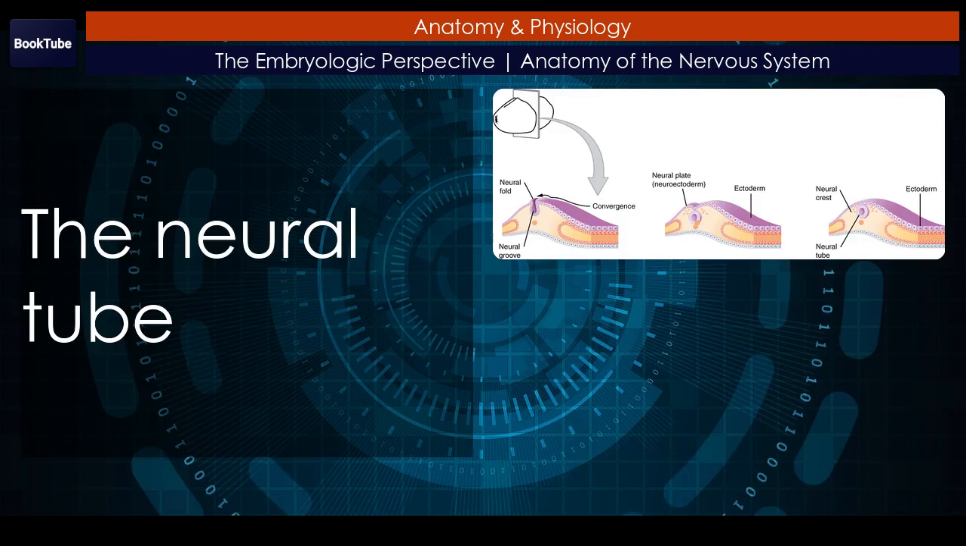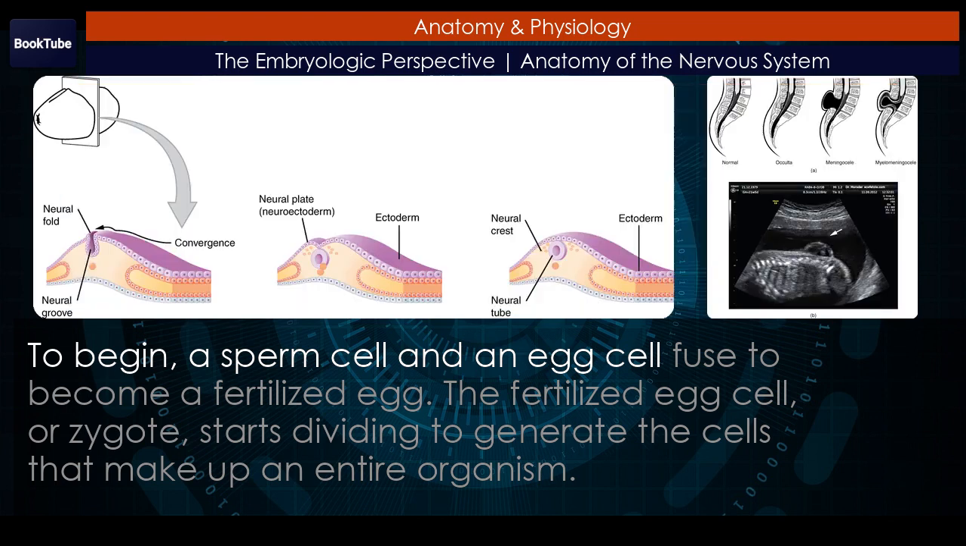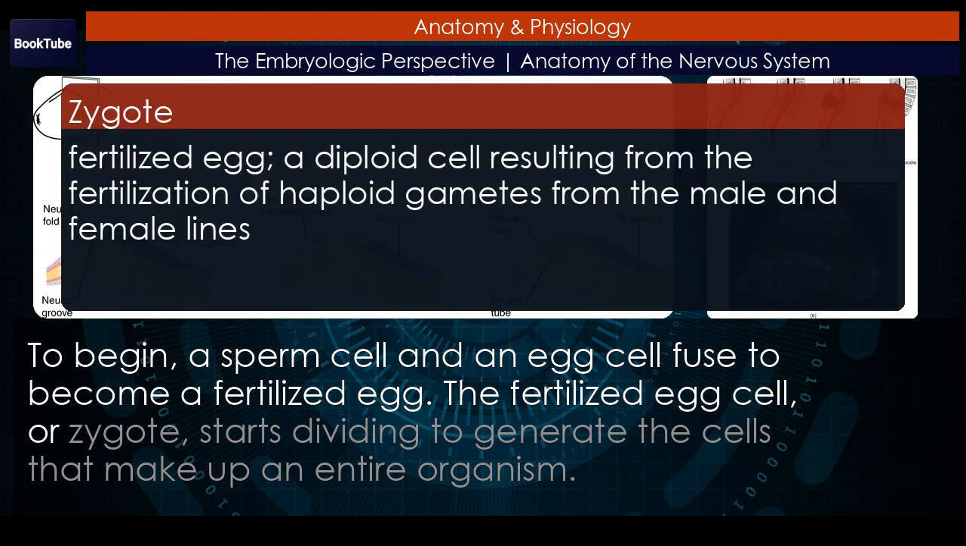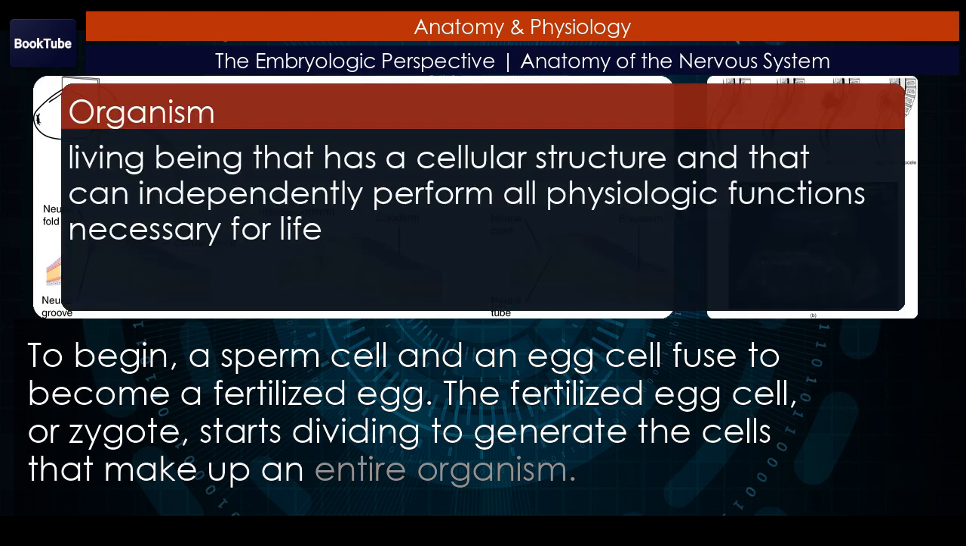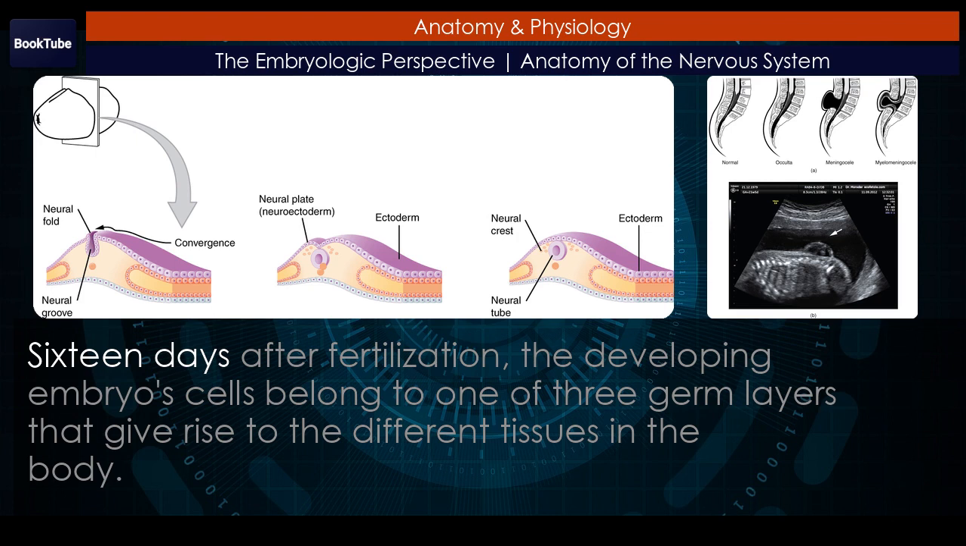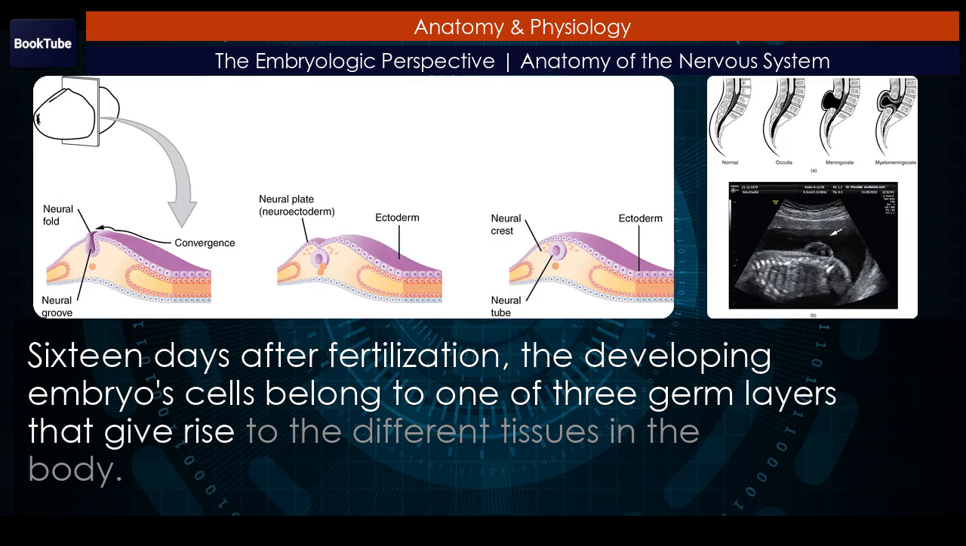The neural tube. To begin, a sperm cell and an egg cell fuse to become a fertilized egg. The fertilized egg cell, or zygote, starts dividing to generate the cells that make up an entire organism. 16 days after fertilization, the developing embryo's cells belong to one of 3 germ layers that give rise to the different tissues in the body.